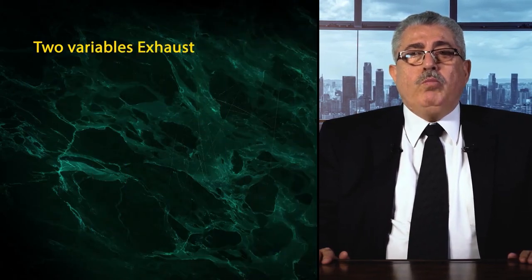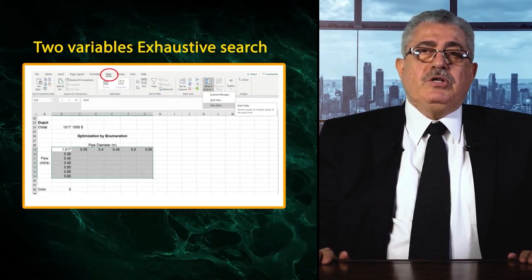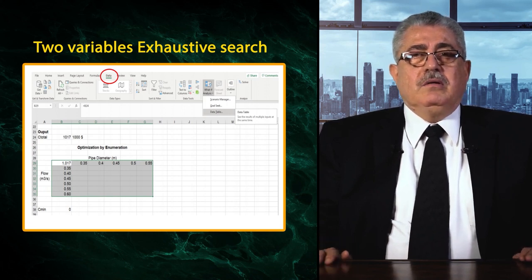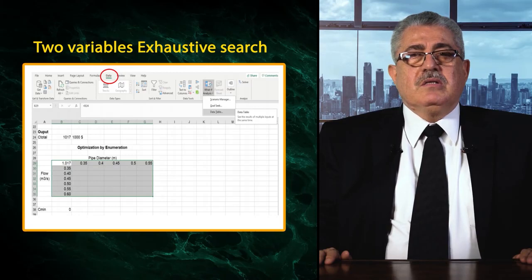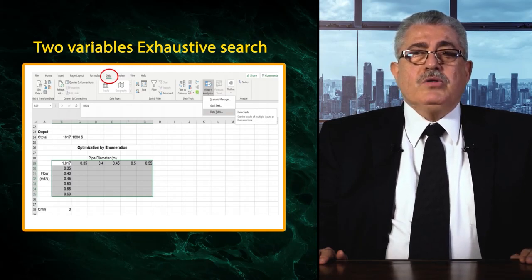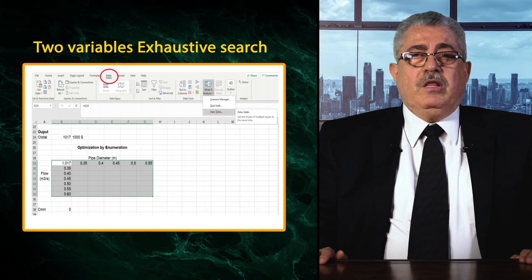In this slide, we use the spreadsheet to repeat the calculation in the previous slide for all possible feasible combinations of Q and D. Using data, what-if analysis, data table, we can create a two-dimensional table with values for diameter in the top row and values for discharge in the left column, and highlight the range for cost calculations.